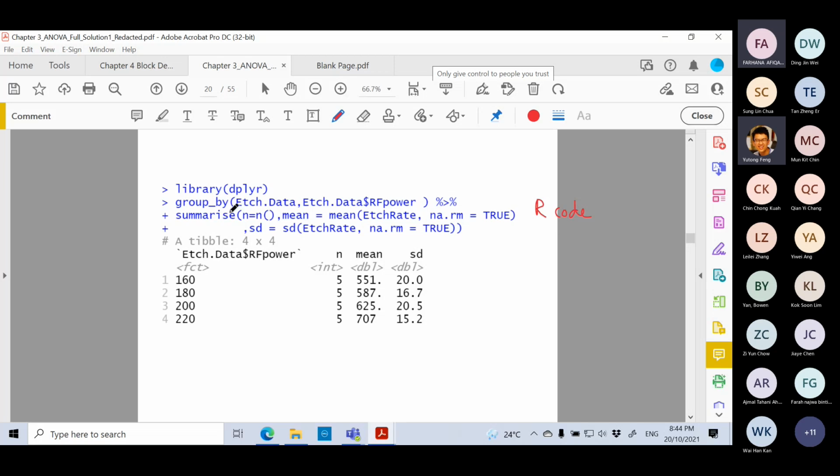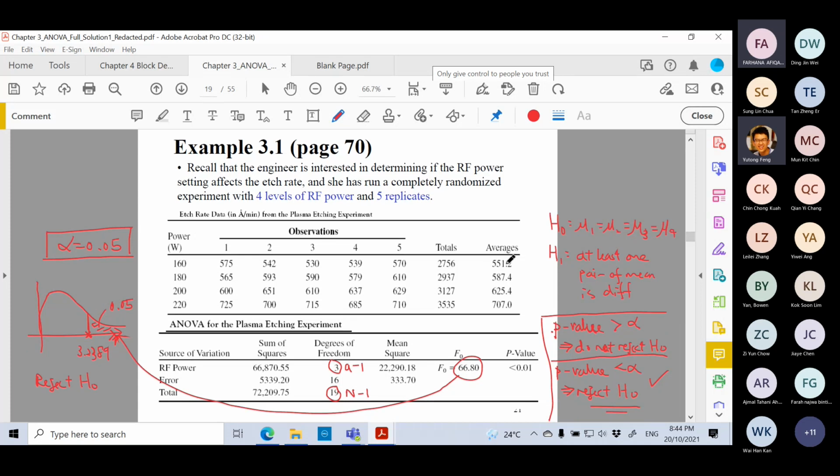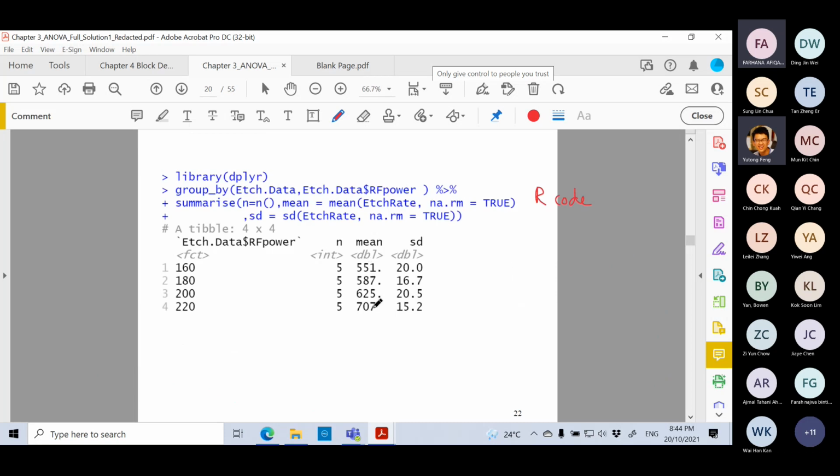After that, you can get the summary here. All the code here you can search for on the internet. Clearly we are grouping them according to the RF power. Then you present the sample size, the mean for each level, and the standard deviation for each level. The means you can see from here: 551, 587, 625, 707. Okay, so these are the means. Of course, each one also has its standard deviation.